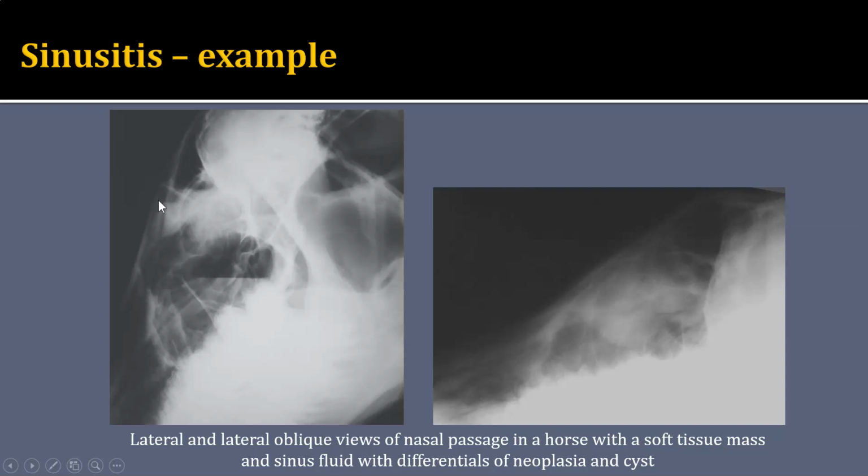Notice this patient also has a fluid line in this frontal sinus. Because of all of these sinuses communicating, oftentimes one diseased sinus can obstruct drainage from another diseased sinus.